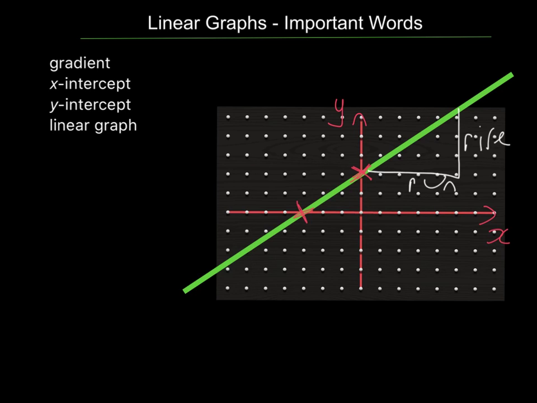The last word is linear graph. A linear graph just means a graph that is in a straight line, like this one. When you have a straight line, the gradient is the same all the way along the line. So walking up this line would be just as steep if that was a hill, wherever I was.